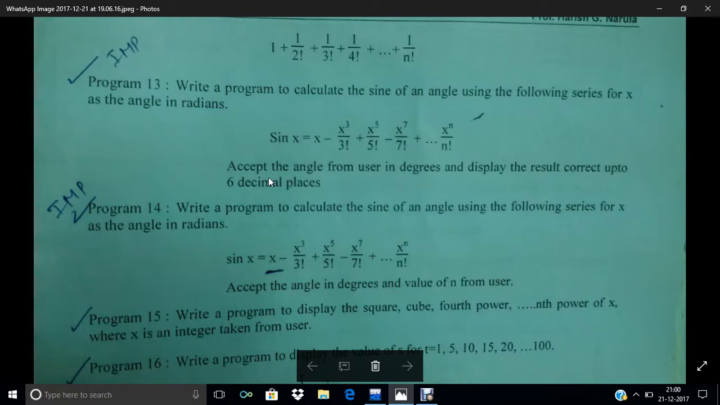So they have told us to accept the angle in degrees, and while calculating this sine series, we need to do that in radians. So it is understood that we need to convert it into radians, then compute the series and give them the results. It is pretty simple, it is not that hard. We can do this in 25-30 lines, I believe. Let's try and do it.